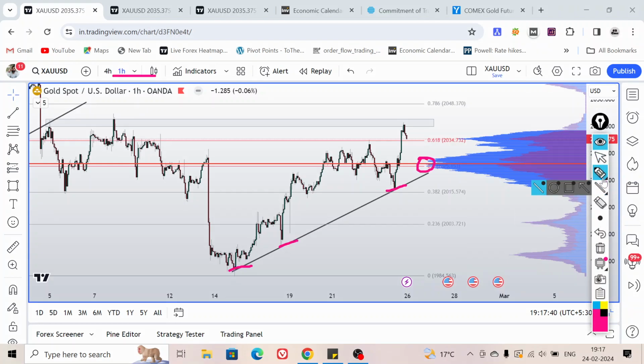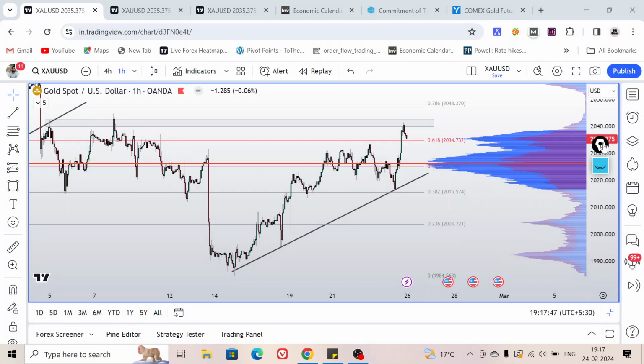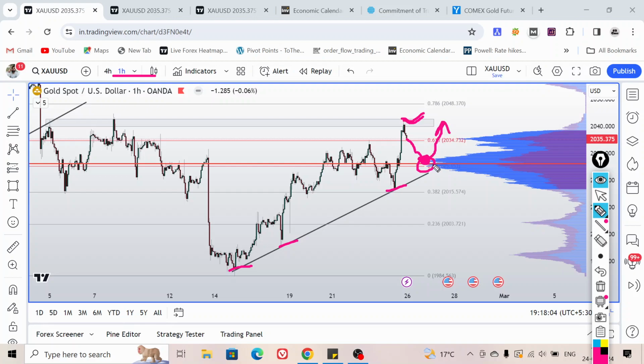So above this we have to look for the buy opportunities, and as you can see, price rejected from this level around 2040, so we can expect a decline till this high is safe. So under this high we can look for the sell opportunities, and if price rejects from here, then we can look for the buy opportunity.